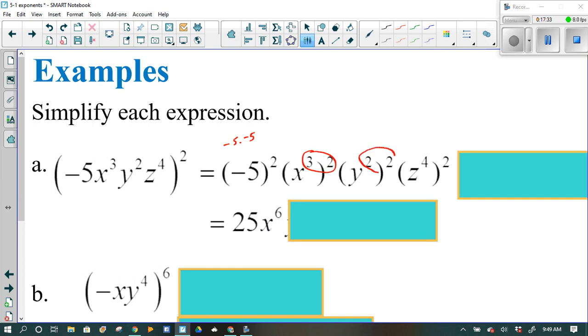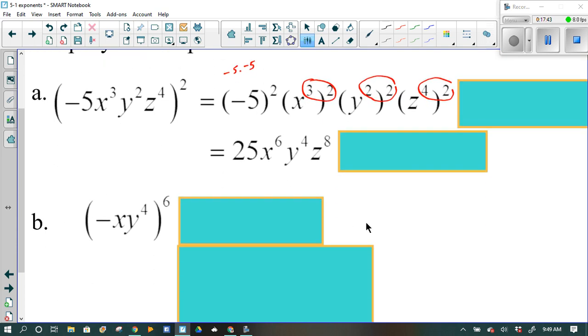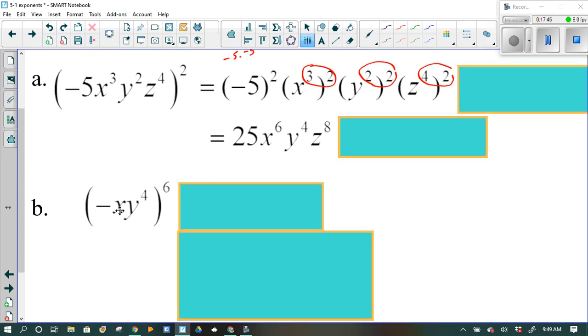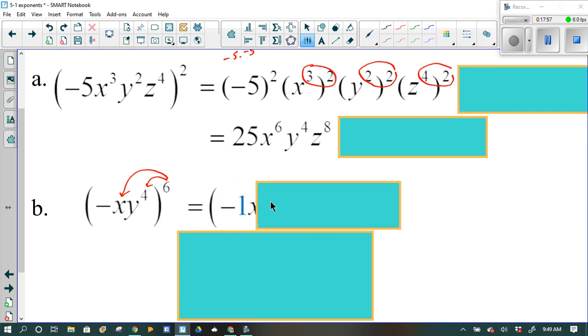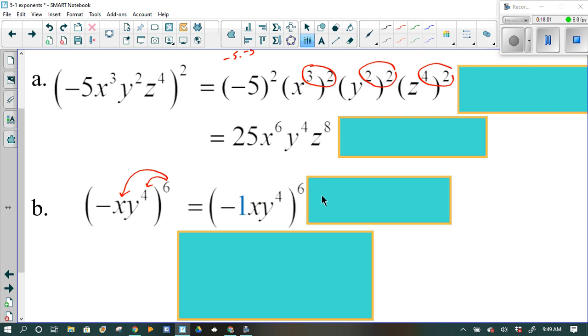Multiply 2 times 2, so that's y to the 4th. And 4 times 2 is z to the 8th power. Okay, so here we've got negative xy to the 4th, to the 6th power. So you're going to distribute this and this. So you're going to have -1 xy to the 4th power raised to the 6th power. Okay, because don't forget, there's that imaginary 1 right there.